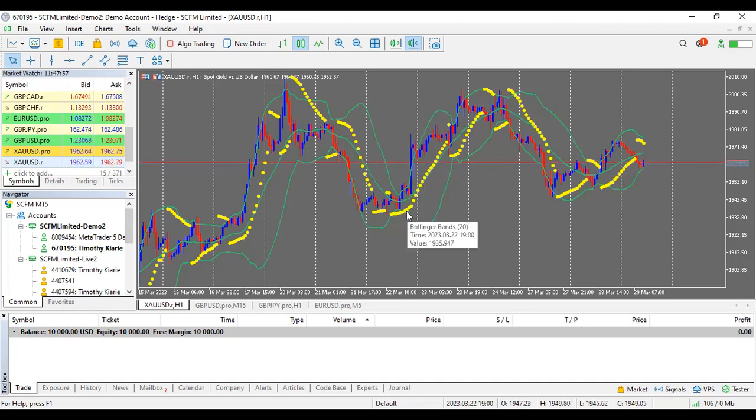And in the same case, with the parabolic SAR, the dots begin forming below the candles, signifying to you again that this is an uptrend, and you need to look for your buy entries. Once you take this buy trade, you reach a point where many dots begin to form in the other direction, on the upper side of the candles. So you know that the trend is changing, and at this point you need to take your profits.